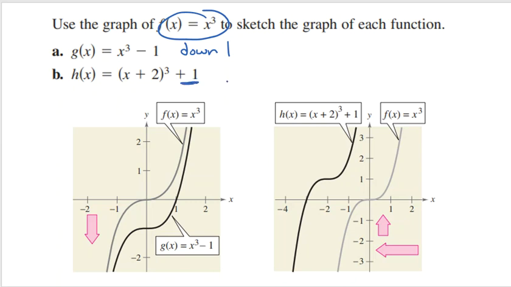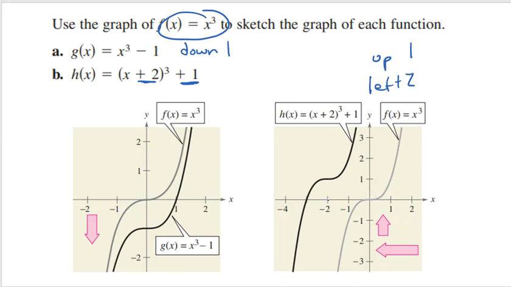All right, now h here actually has 2 transformations. It's got a plus 1 on the outside, so that is going to go up 1 unit. And we have a plus 2 on the inside. A plus 2 is actually going to go left 2 units. So here we see the original x cubed in gray, and then we could follow it. Sometimes it's best to look at the origin here, 0, 0.